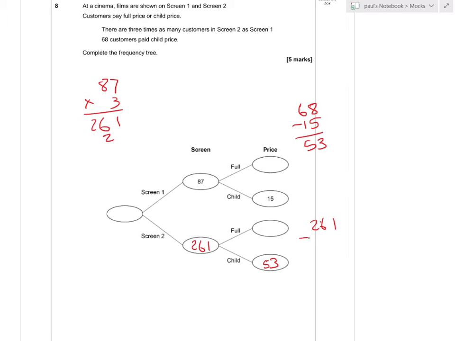Take away 53. What's that going to be? So that's going to be 8. 5 and 5 is nothing. 208. And this one is going to be 87 take away 15. So 87 take away 15 is 72.